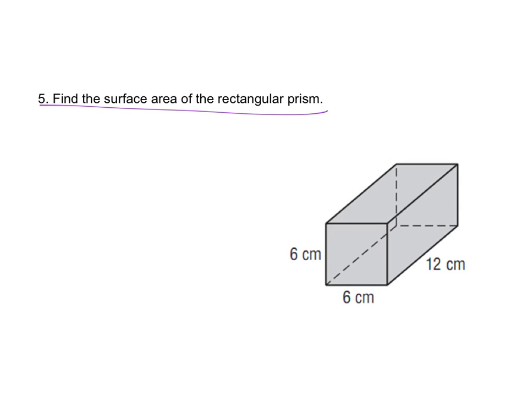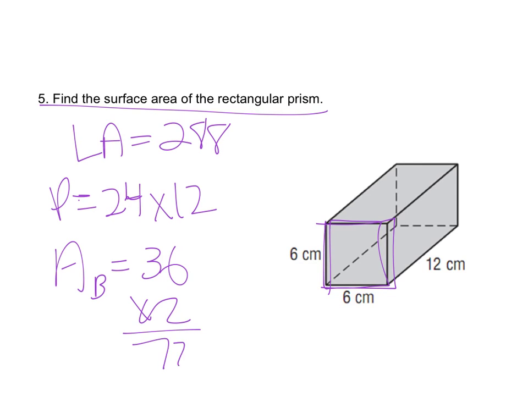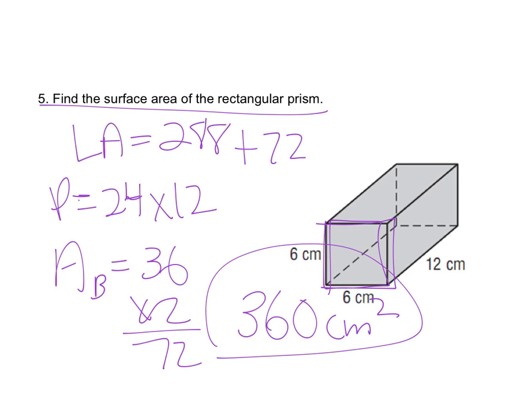Surface area here, once again, not too tough. 6, 6, 6, and 4 lateral area. Perimeter is going to be 24, perimeter of the base, so all the way around. I'm going to multiply that by 12. And so my lateral area is going to be 288. The area of one base is going to be 36, so times 2 is going to be 72. So I'm going to add 72 there. So my total surface area is going to be 360 centimeters squared.